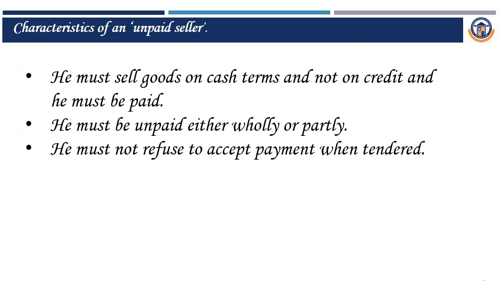Let us also see the characteristics of an unpaid seller. He must sell the goods on cash terms and not on credit, and must be unpaid. He must be unpaid either wholly or partly. Either the whole amount is not paid to him, or even if a part of the amount is not paid to him, the seller is called an unpaid seller. He must not refuse to accept payment when tendered. If the buyer is giving payment, the seller should accept it.